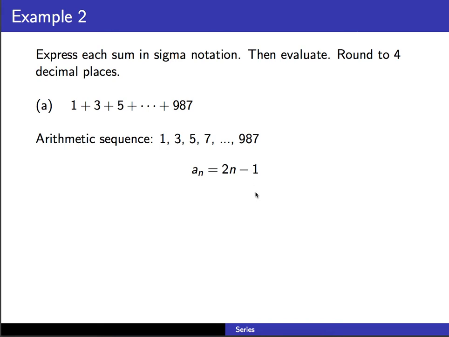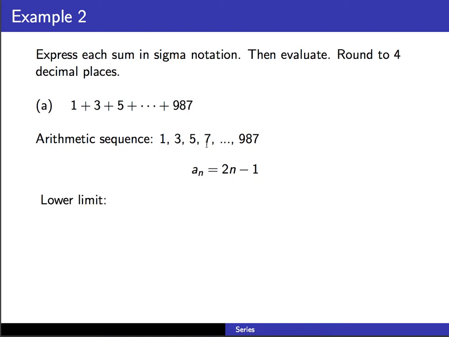So what we're going to need now is the lower limit of summation, what's written below the sigma, and the upper limit of summation, what's written above the sigma. And to get those two values, we're going to focus on this first value for the lower limit, and we're going to focus on this last value for the upper limit.